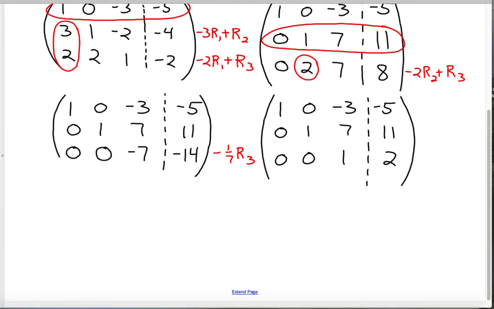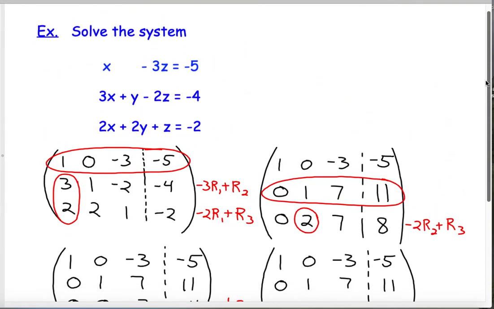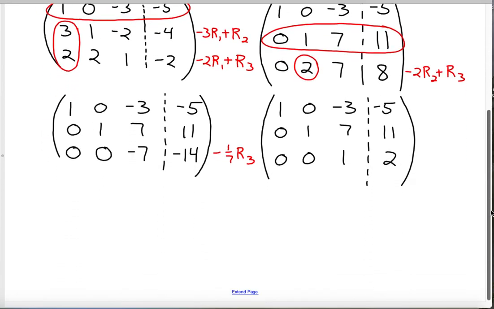So now remember, what does this represent? Go back up to our system. We had a system with x, y, and z. So now what I've done is transform this using these legal rules to say x minus 3z equals negative 5, and y plus 7z is equal to 11, and z is equal to 2.